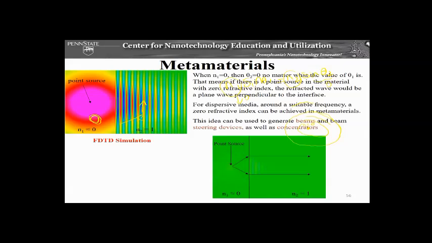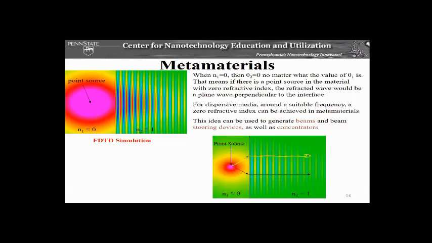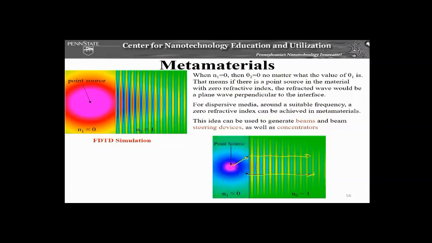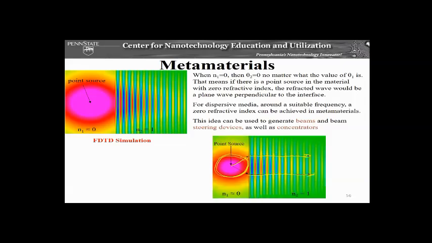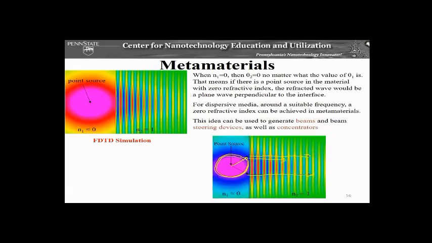Okay, so then I can create these kind of structures with zero refractive index. As you can see in the simulations here, however they go, they leave the structure at normal incidence. So this circular wave becomes all of a sudden perpendicular, as you can see.